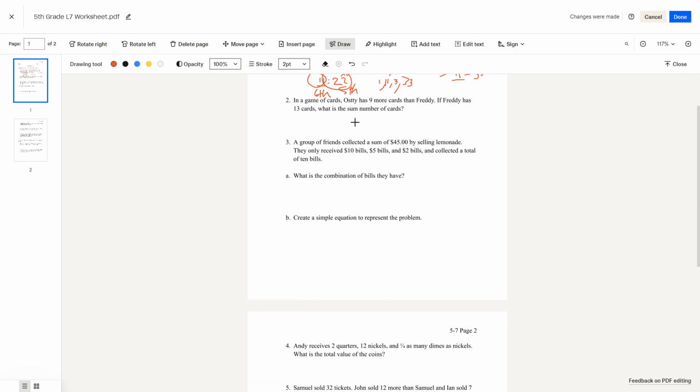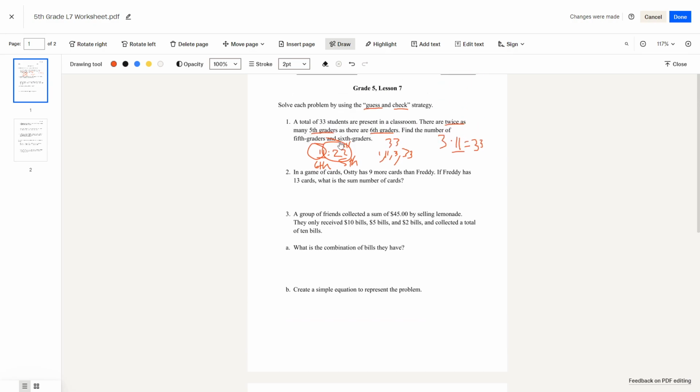In a game of cards, Osti has 9 more cards than Freddy. If Freddy has 13 cards, what is the sum number of cards? Osti has 9 more cards than Freddy. 9 plus 13 would be 22. Plus 13 is 35.